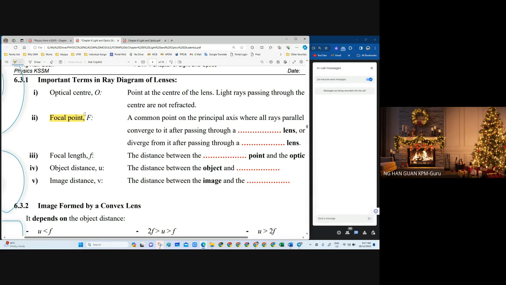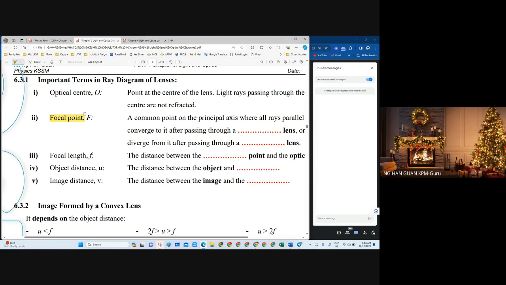Because in learning about the lenses, really important, the most important one is the focal point. Without the focal point, you can't form the image. The focal point that we want to explain has two different explanations, depending on whether you want to explain the convex lens or the concave lens.